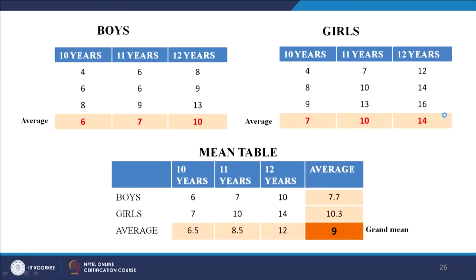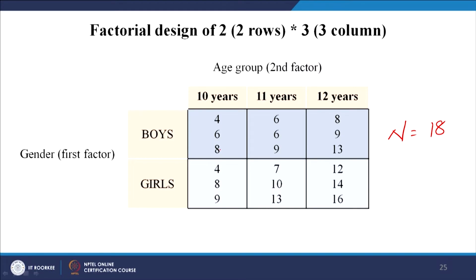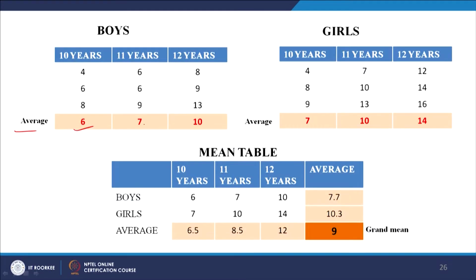Okay. Now let us first find the mean, the average. For the boys in the 10-year age category, the average of 4, 6 and 8 is how much? 6. For 11, it is 6 plus 6 is 12, plus 9 is 21, plus 9 is 30, so 10. Similarly for the girls, the 10-year-old girls' average score was 7, 8, 4, which is 12, 9, 21, divided by 3, that is 7.